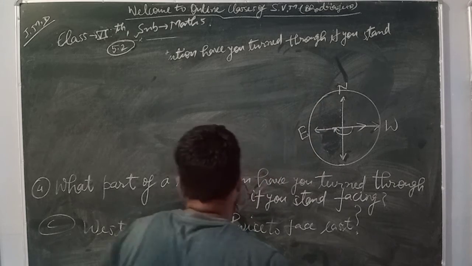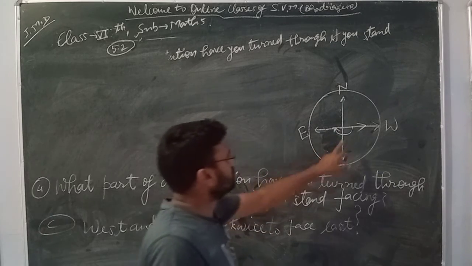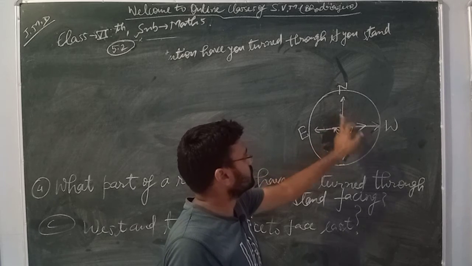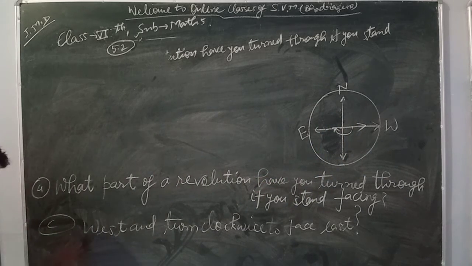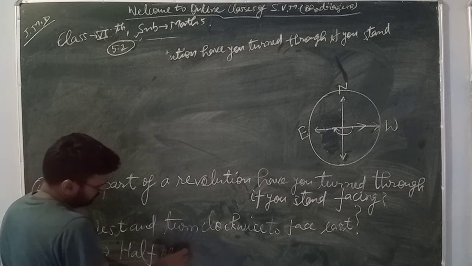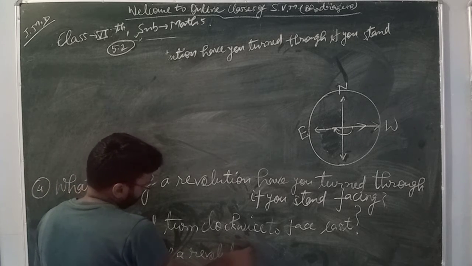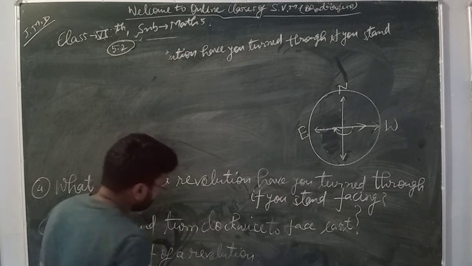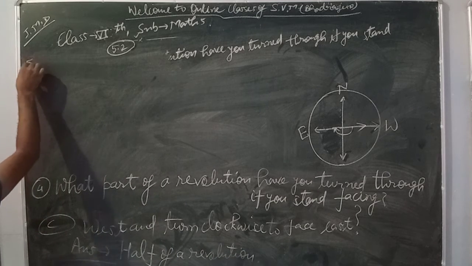then by what angle have you turned? Half of a revolution. What part of a revolution? It is easily visual that this is our full revolution and we have turned only half. So our answer is half of our revolution.